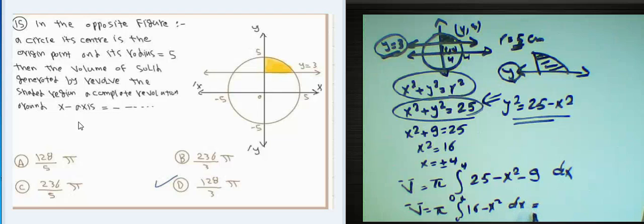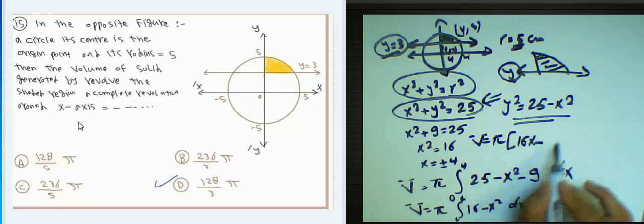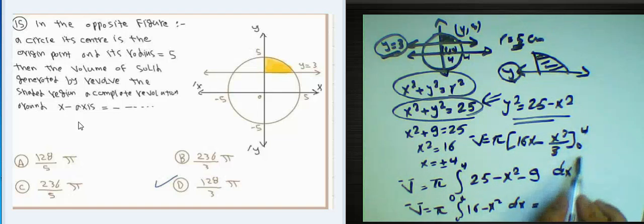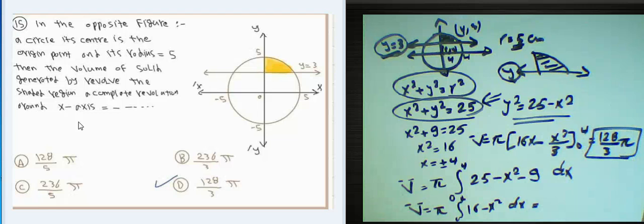For the result, raise the power by 1 and divide by the new power, or you can use a calculator to find the result. It's very easy for you. Okay, it will be 16x subtract x power 3 over 3 from 0 to 4. Put 4 here: 16 times 4 subtract 4 power 3 divided by 3, subtract 0, multiplied by pi. Then the volume will be 128 over 3 multiplied by pi. Okay, the result will be letter D.